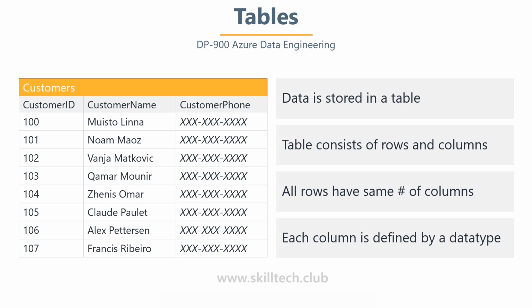Not only that, each column is defined by a specific data type. You can see the sample table I'm showing you, customers, has three columns: customer ID, customer name, and customer phone number. Specifically, I have to give a proper data type for each column. In short, this kind of data is tabular and fully structured.